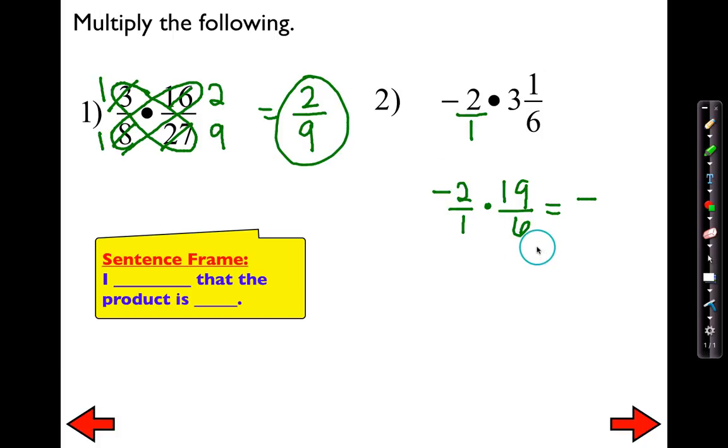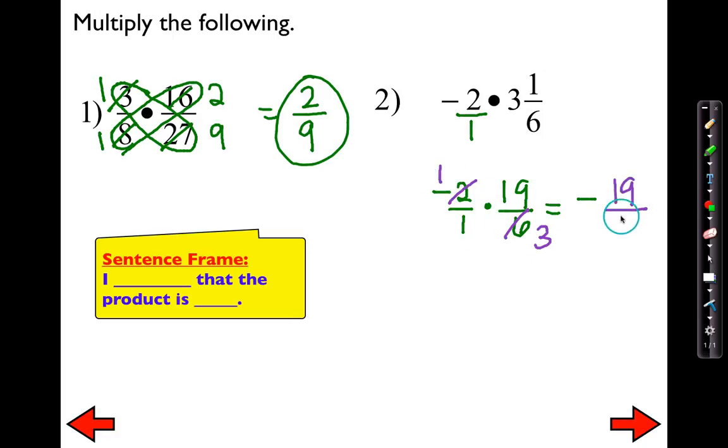Do 2 and 6 have something in common? The answer is yes, they both have a 2 in common. So 2 divided by 2 becomes a 1. 6 divided by 2 becomes a 3. Notice I didn't care so much about the sign because I already took care of it here. So now I'm just going to multiply straight across. 1 times 19 is 19.